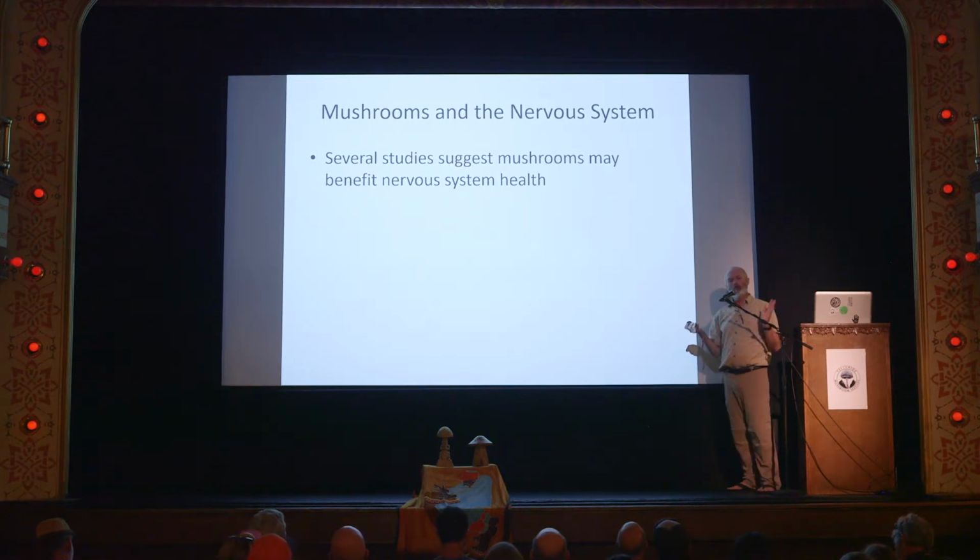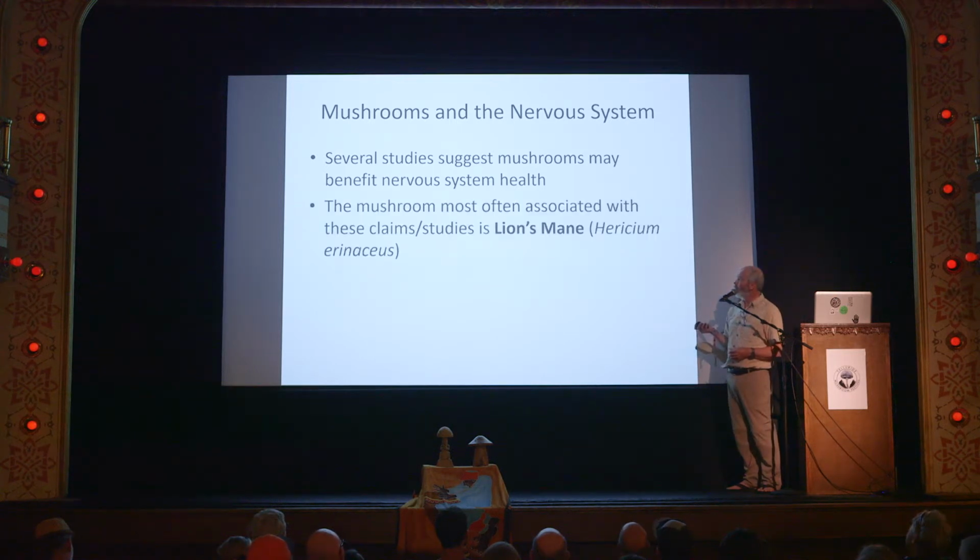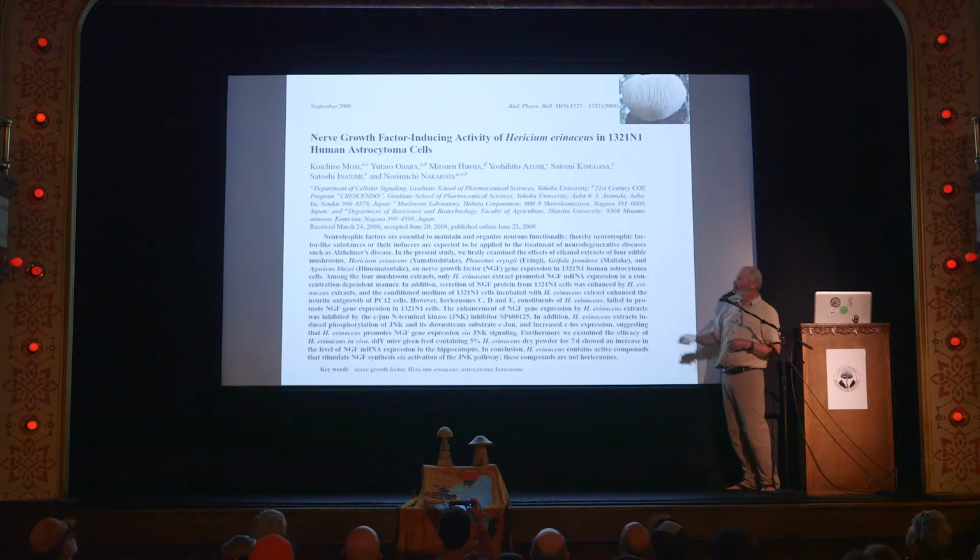Then I'm going to switch systems and talk a little bit about the nervous system. There's a number of studies that suggest beneficial results of different kinds of mushrooms on the nervous system. Okay, and the one that you may have seen that seems to have the most specific associated with it is lion's mane, or Hericium erinaceus. Okay, this is a study, don't try and read all this.